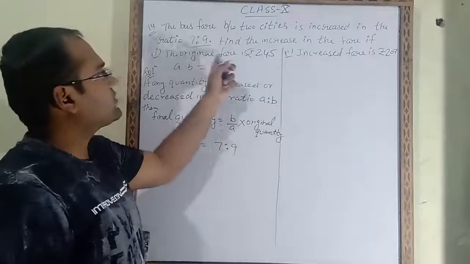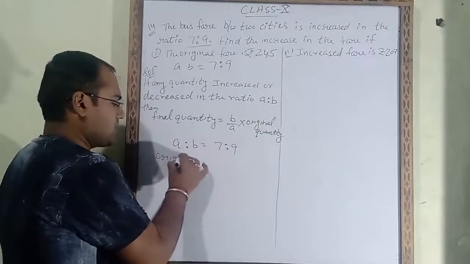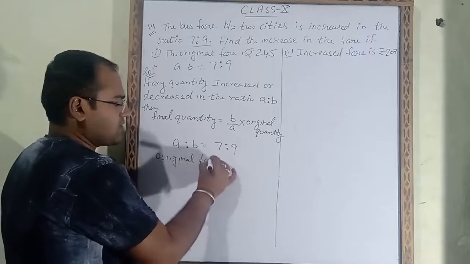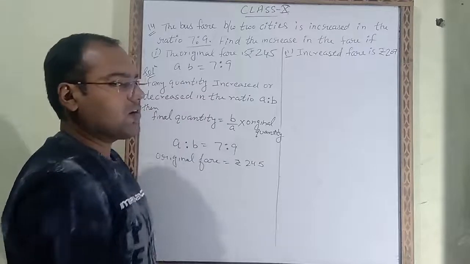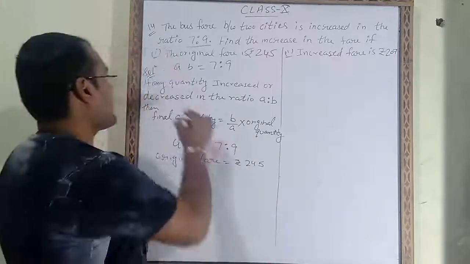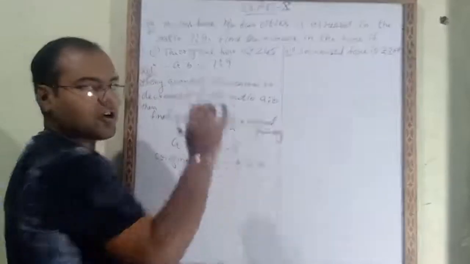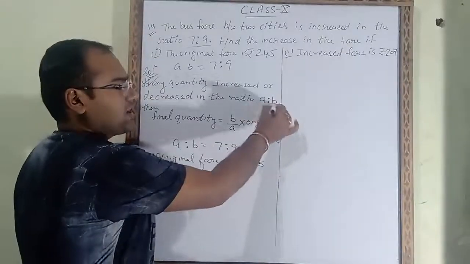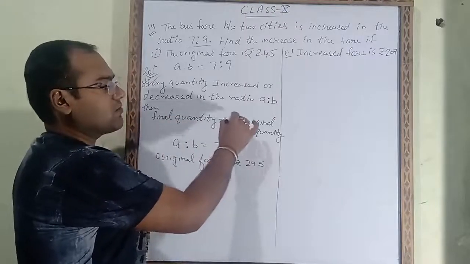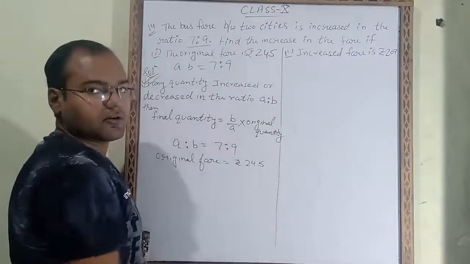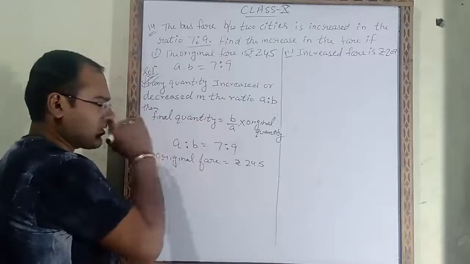If the original fare is 245 rupees. What is given here? Original fare is also given, rupees 245. So now in such questions you have to remember this point. If any quantity is increased or decreased in the ratio A ratio B, then the final answer is equal to B upon A times the original answer. So this identity, this formula, we will use here.